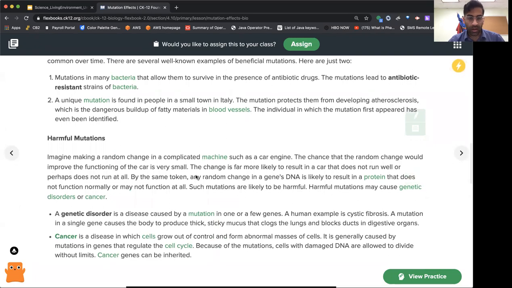And now, they say a genetic disorder is a disease caused by a mutation in one or few genes. You probably guessed what I'm going to do. I'm going to do the same thing that I've been doing. I'm going to box it in red. I'm going to underline the definition so I have it for my notes. Genetic disorder, disease caused by mutation in one or a few genes. So I think that this part is especially important.